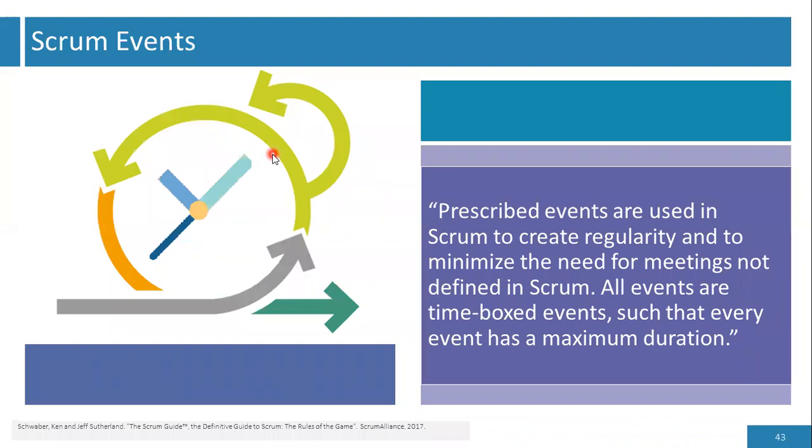Scrum events. The prescribed events of Scrum are used in Scrum to create regularity and to minimize the need for meetings not defined in Scrum. All events are time-boxed events such that every event has a maximum duration. A time box means something which must complete in that stipulated time. The time cannot be extended.